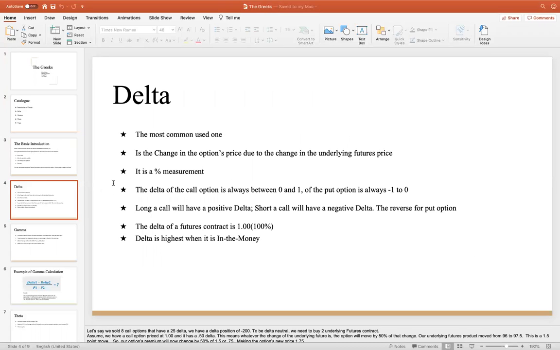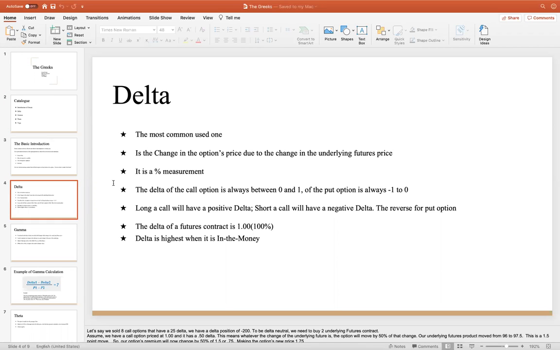Delta is the most commonly used one. It is the change in the option's price due to the change in the underlying futures price, and it is a percentage measurement. The delta of a call option is always between 0 and 1, and the delta of a put option is always between -1 and 0.